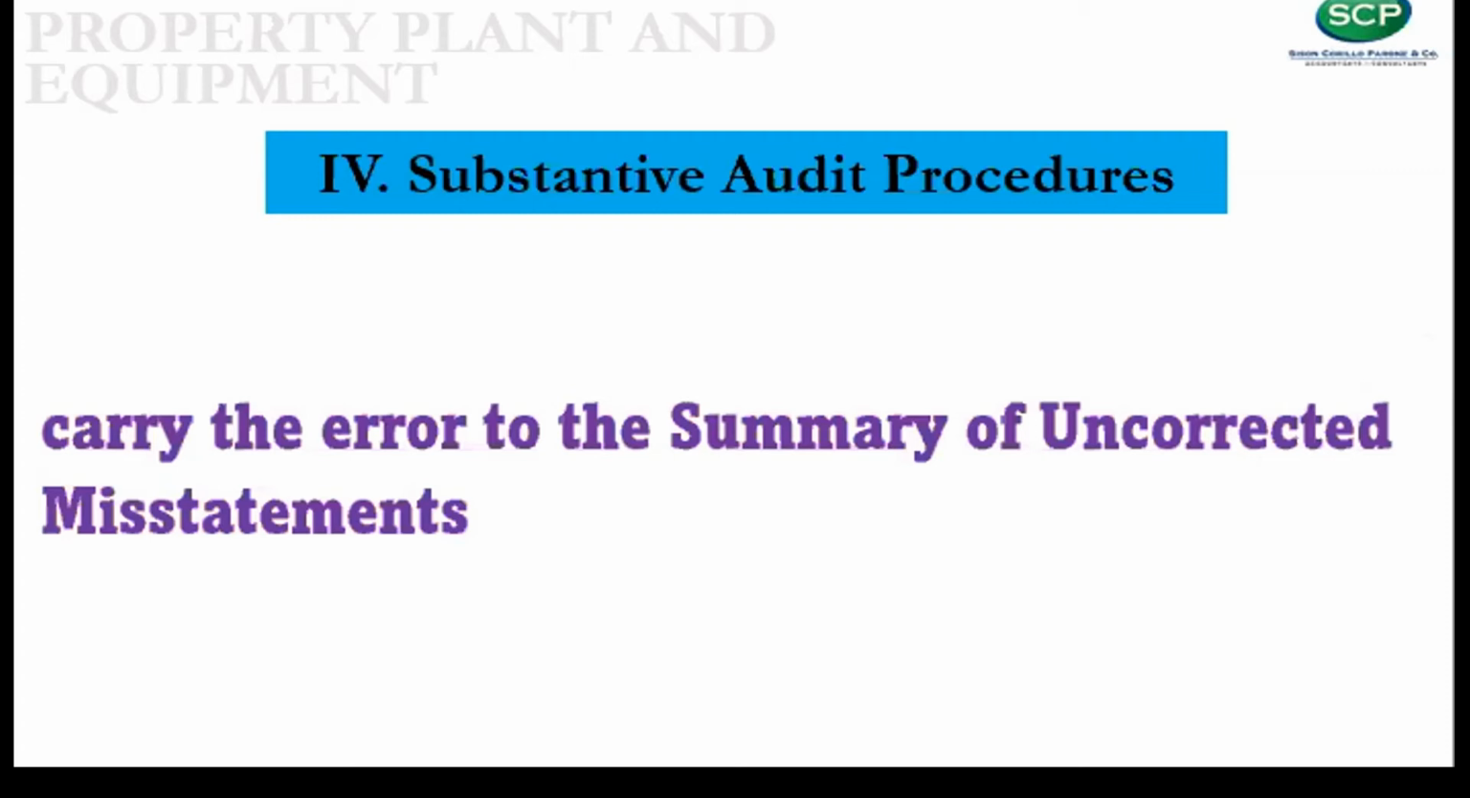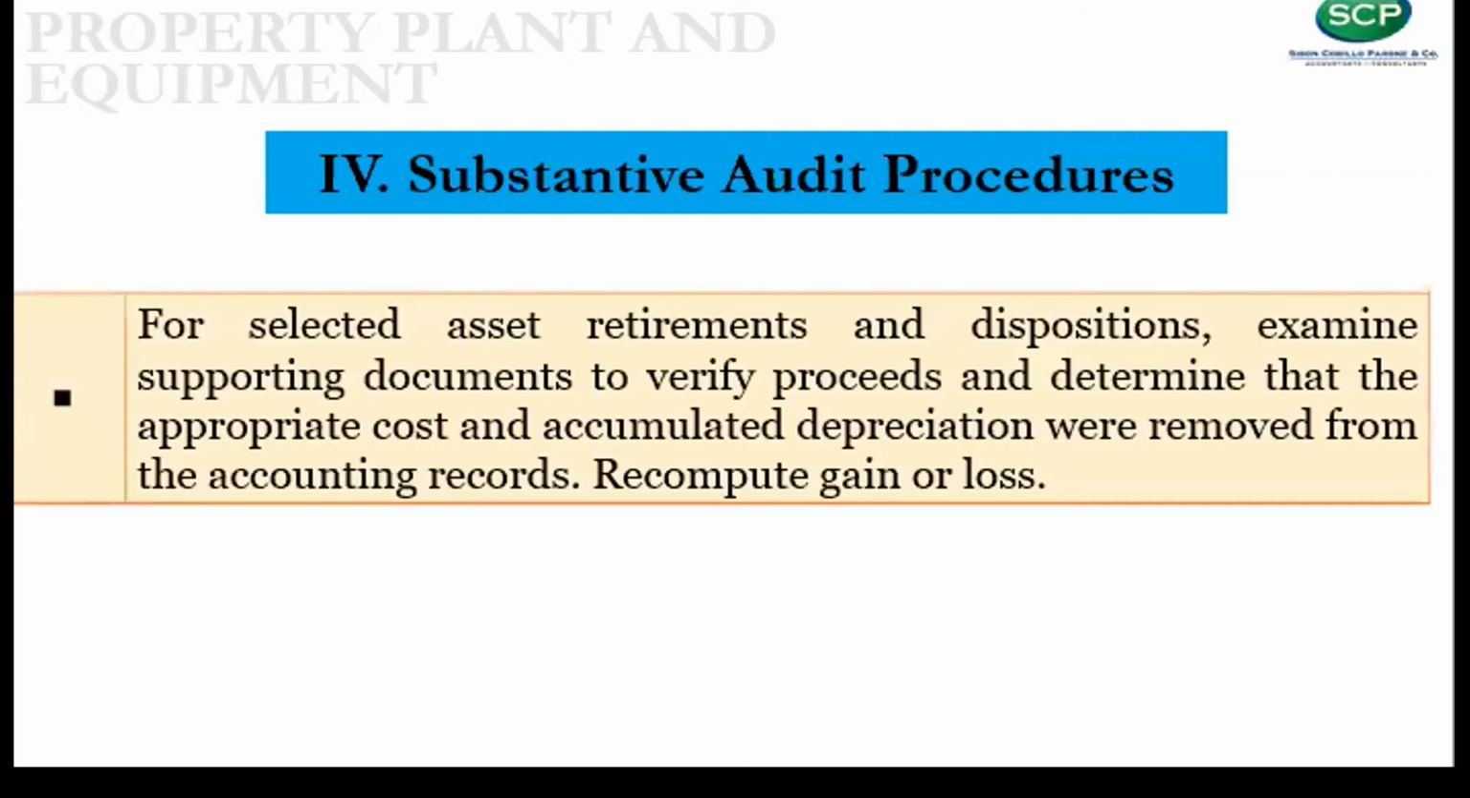And so once we are satisfied that the additions to fixed assets are valid and properly recorded in the books, we can now move on to the next items on the roll forward analysis, which are the fixed assets disposed of during the year. So for selected asset retirements and dispositions, examine supporting documents to verify proceeds and determine that the appropriate cost and accumulated depreciation were removed from the accounting records.